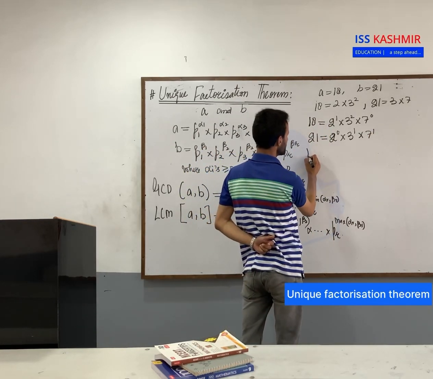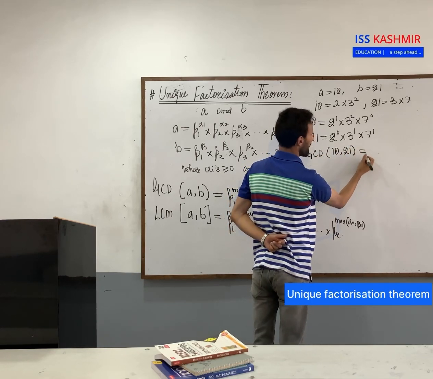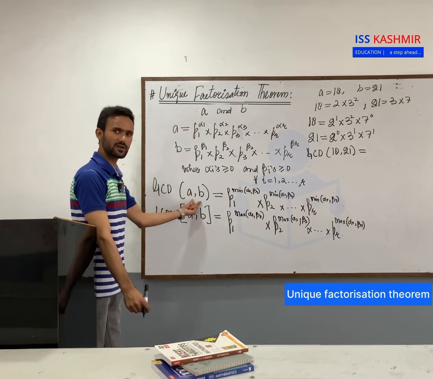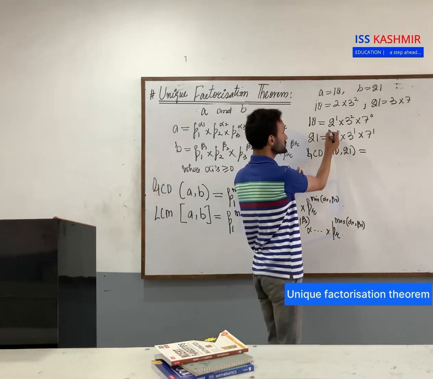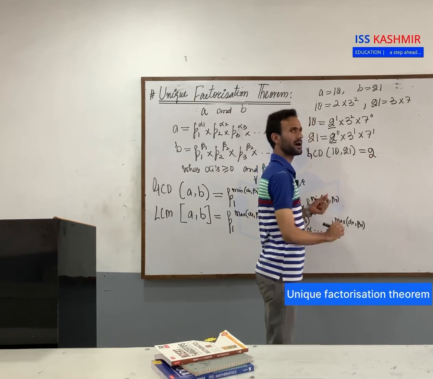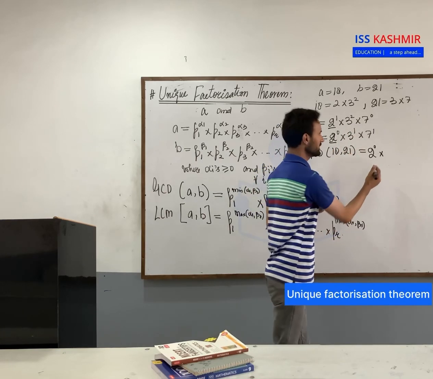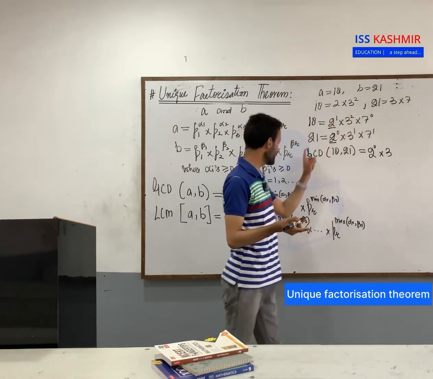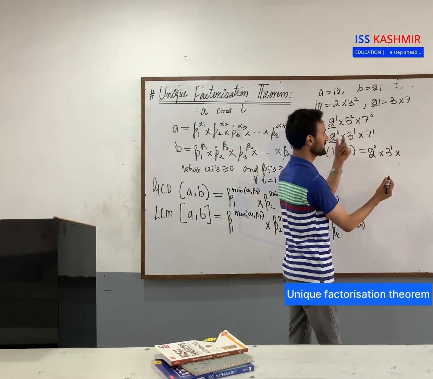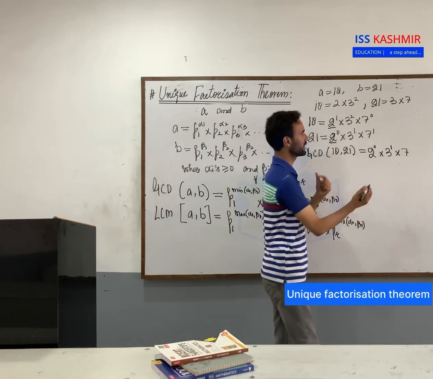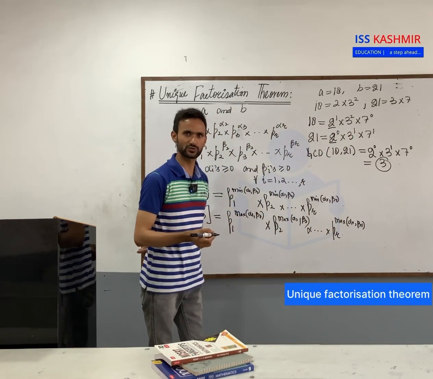Now, we have to find the greatest common divisor of 18 and 21. By the definition of the greatest common divisor of a and b, it is p1 raised to the power minimum of alpha 1 and beta 1. Here the first prime is 2. It is 2 raised to the power minimum of 1 and 0, that is 0, into the second prime 3, raised to the power minimum of alpha 2 and beta 2, minimum of 2 and 1, that is 1. And here the third prime is 7, with minimum of 0 and 1, that is 0. And we get 3 as the greatest common divisor of 18 and 21.